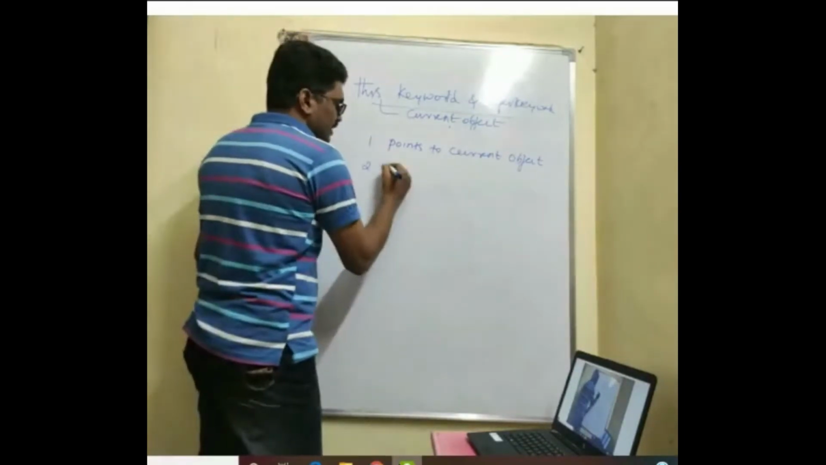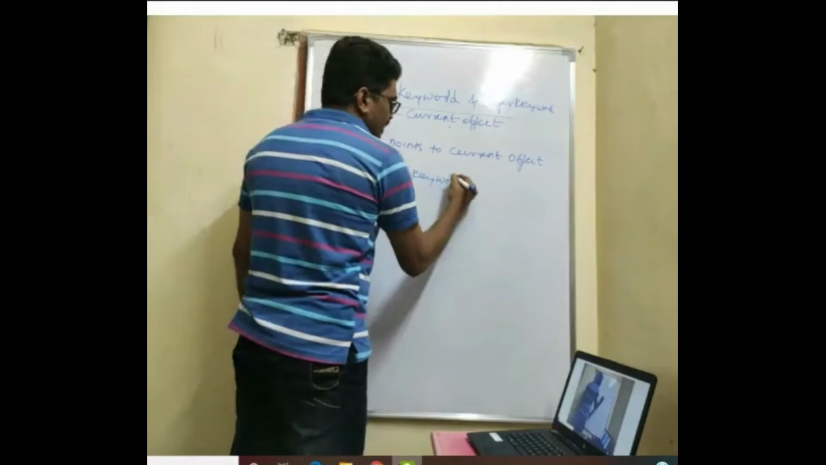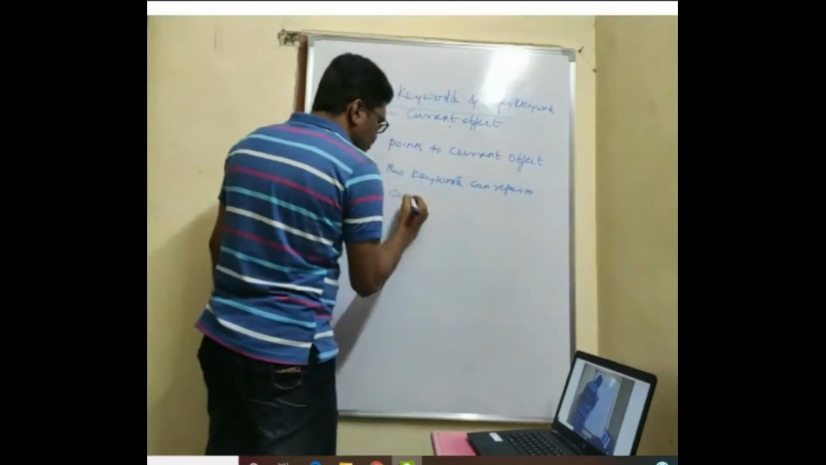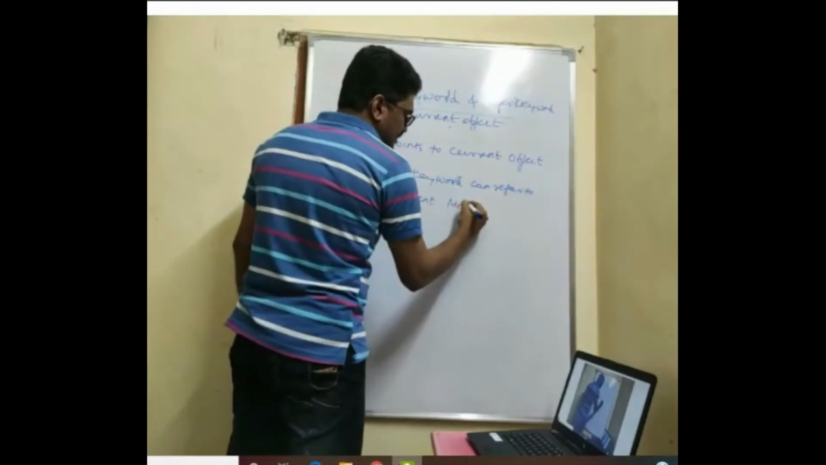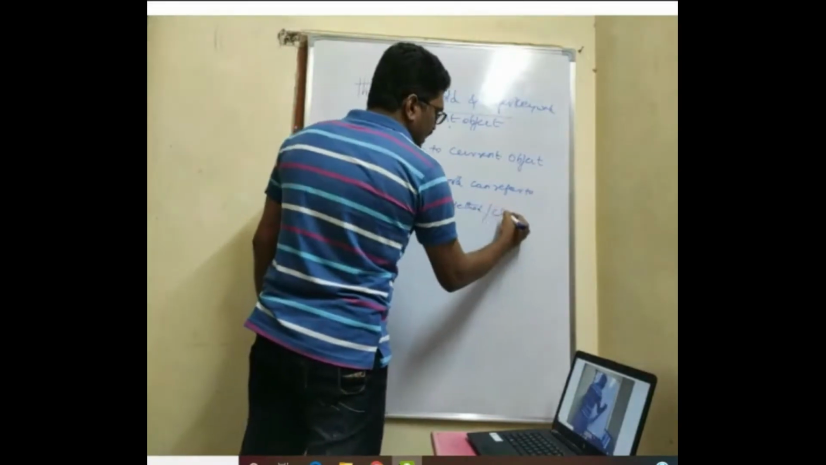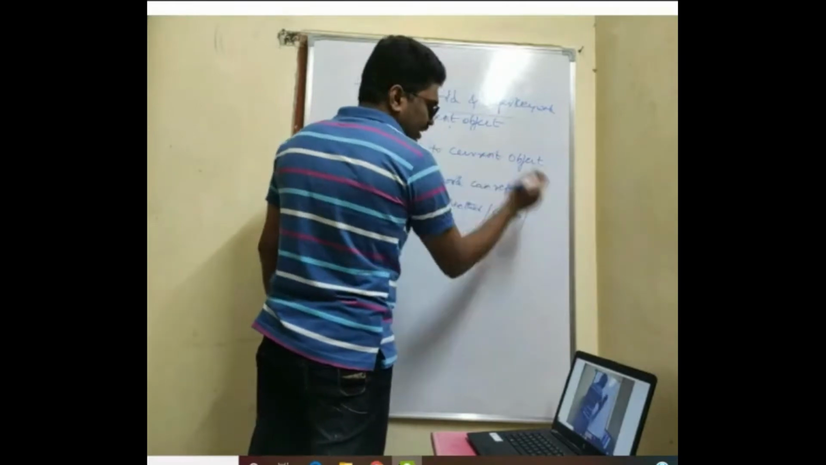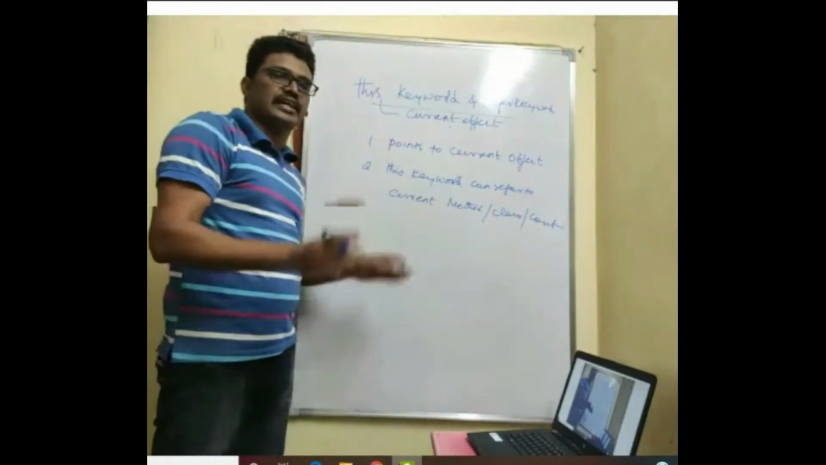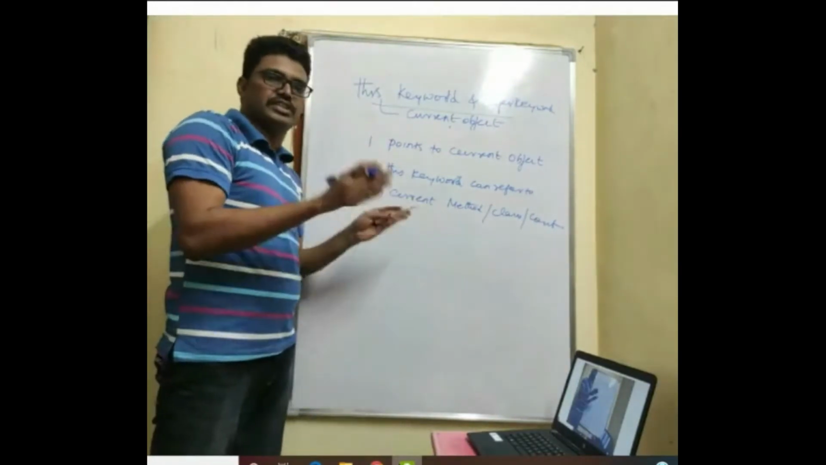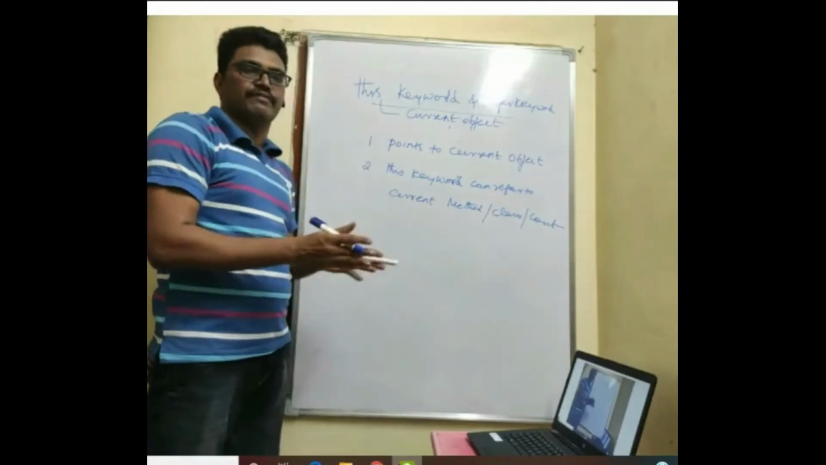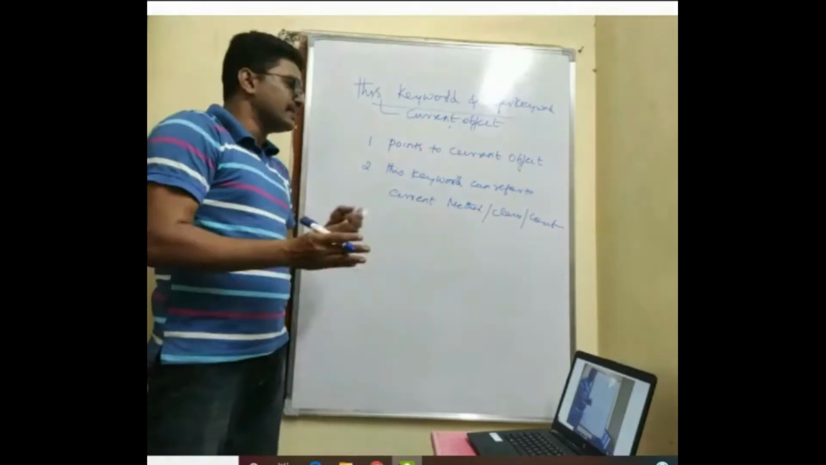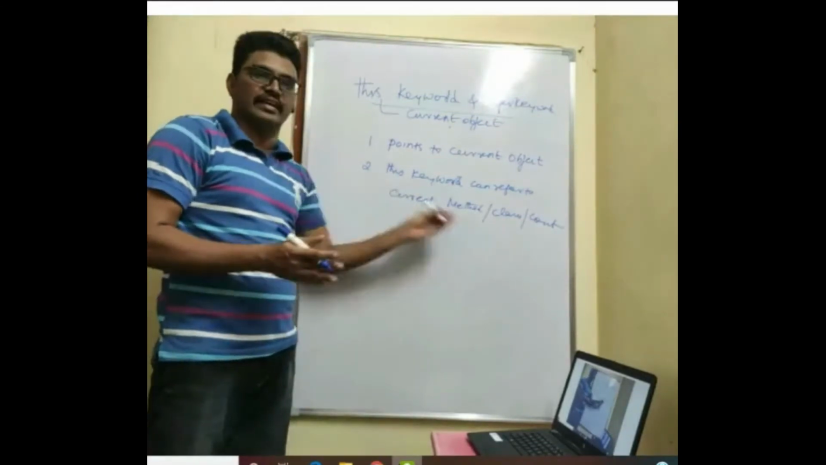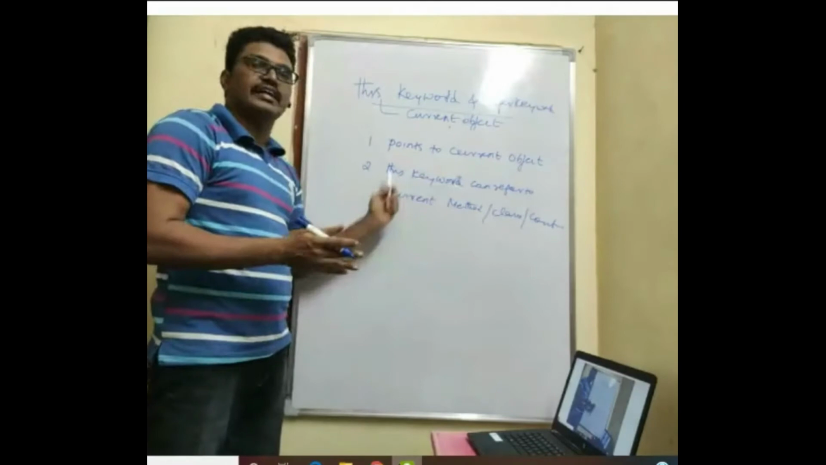This keyword can refer to the current method, class, variable, or constructor. Whichever current thing you want to refer to, the current object, current method, current constructor, or current class, you can use this keyword. This keyword is normally used to refer to the current object.